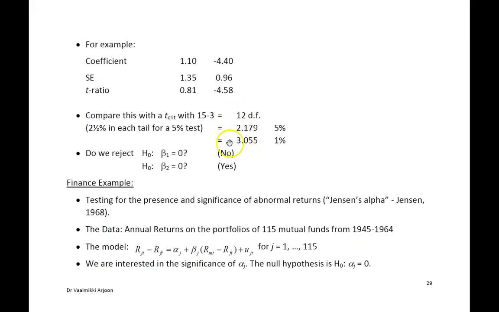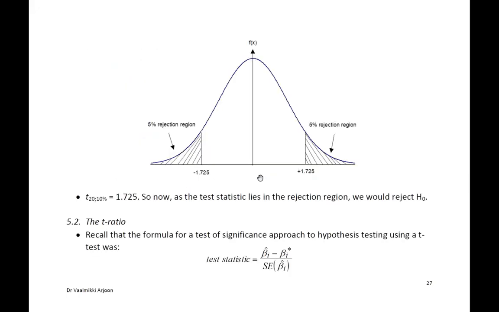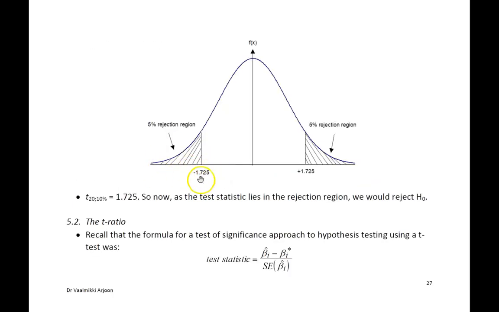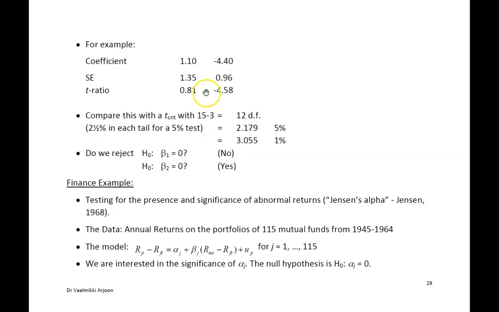lies within the rejection region, because in a two-tailed test the lower critical value would be negative 3.055. Let's say this one is negative 3.055. Then of course the statistic, negative 4, would lie here. So we would reject the null hypothesis that beta 2 is equal to 0.